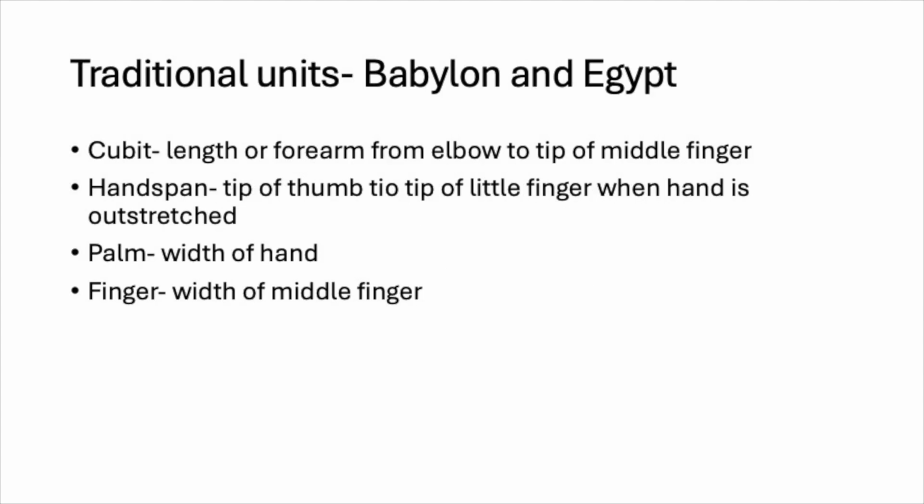Traditional units. In Babylon and Egypt, they used cubit, which was the length of an adult forearm from the elbow to the tip of the middle finger. Handspan was the tip of the thumb to the tip of the little finger when the hand was outstretched. Palm was the width of the hand and finger was the width of the middle finger.